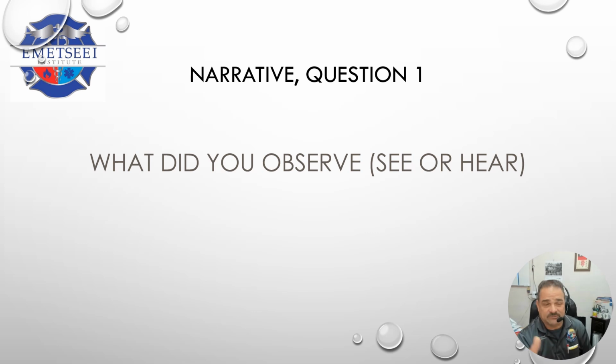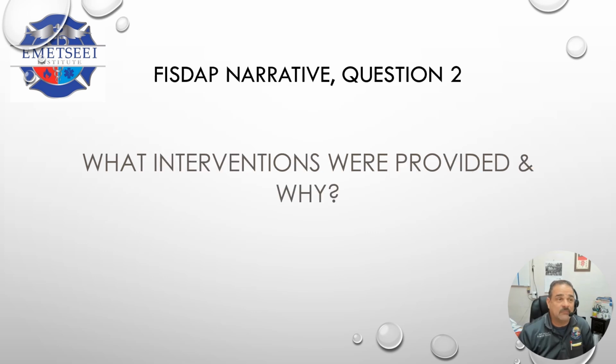What did you observe? What did you see? What did you hear? That tells me that you have situational awareness. You are taking a look at the scene, you're making sure it's safe, you're gathering the information, you're being that detective. You're getting that information so that you can properly decide what you're going to do with your patient. That's the first question. Here's question number 2.